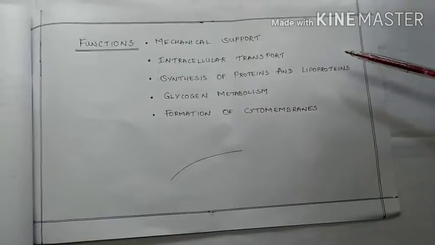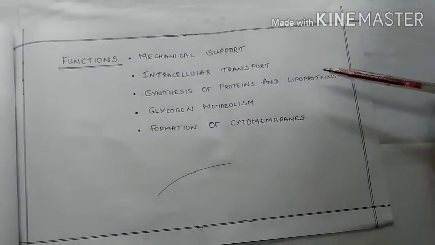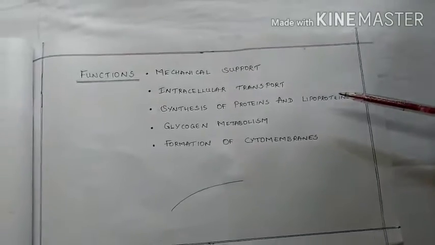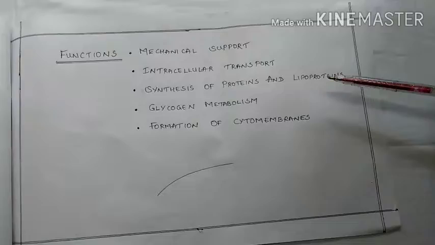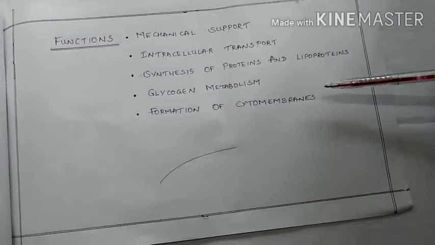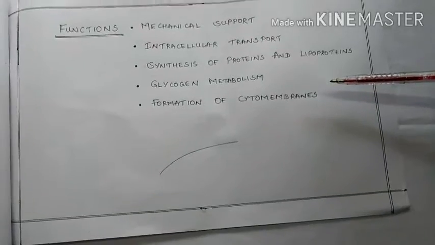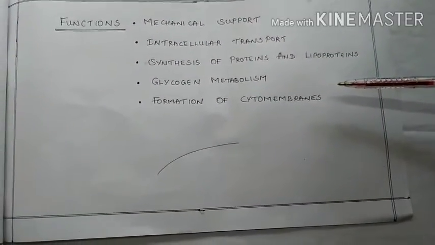Protein synthesis occurs in the ribosomes found on rough endoplasmic reticulum, and the lipoprotein association occurs in the smooth endoplasmic reticulum. Glycogen metabolism. Smooth endoplasmic reticulum carries out glycogenolysis to liberate glucose from glycogen.